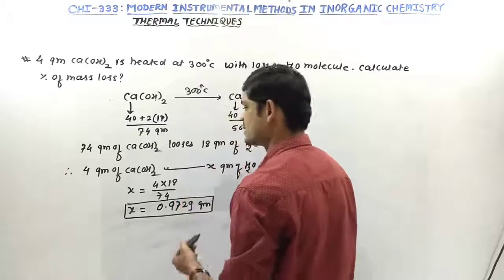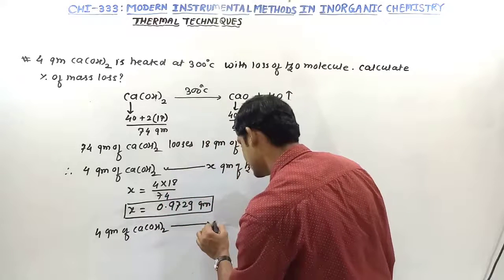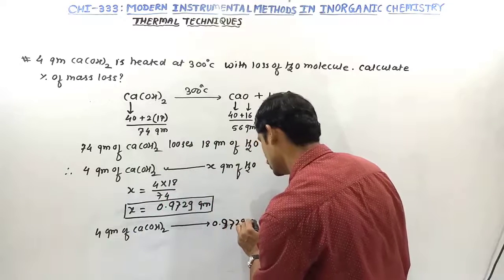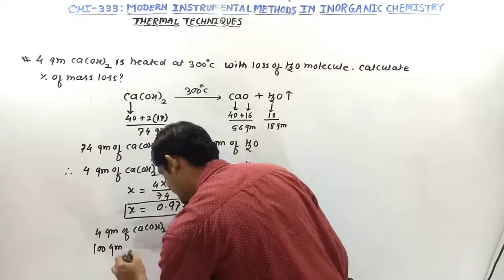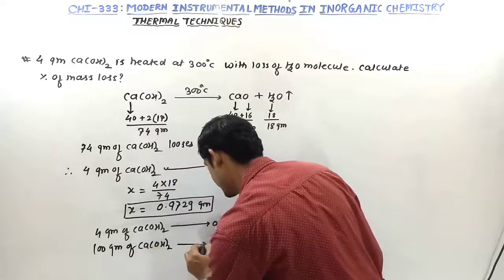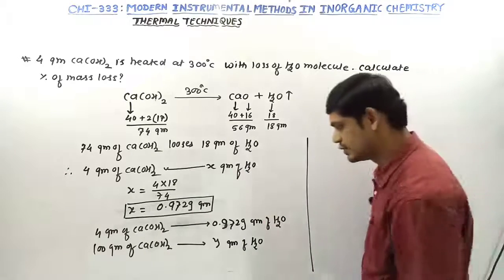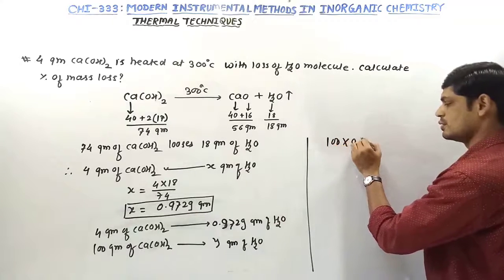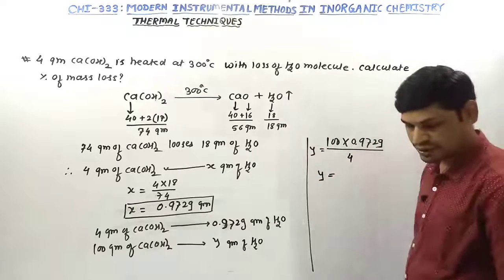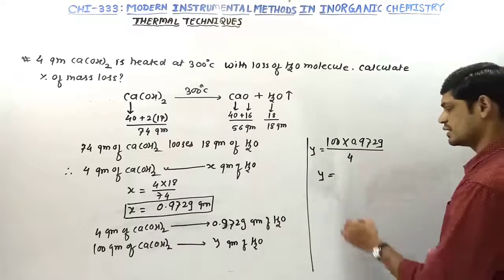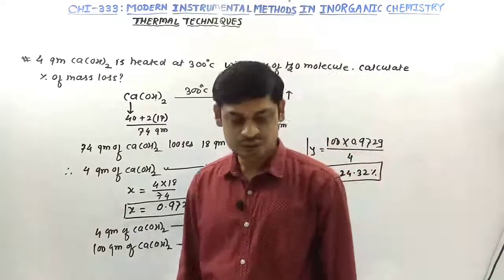I have to calculate the percent mass loss. So 4 gram of calcium hydroxide loses 0.9729 gram of H2O. If we take 100 gram, because we have to calculate the percentage, Ca(OH)2 will give Y gram of water. We will again do the cross multiplication over here: 100 into 0.9729 upon 4. If we do the calculation, our final answer will be 24.32%. So this is your percentage. Okay, you just note it by screenshot.